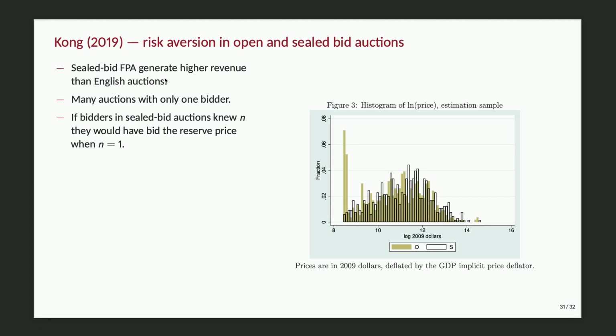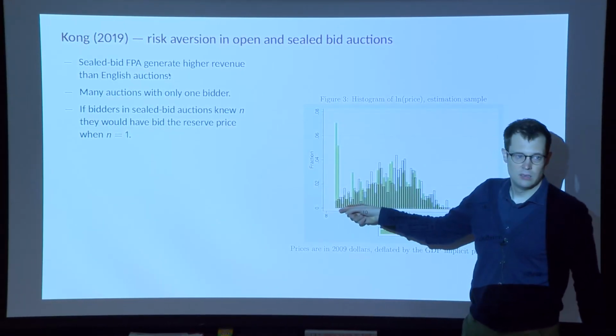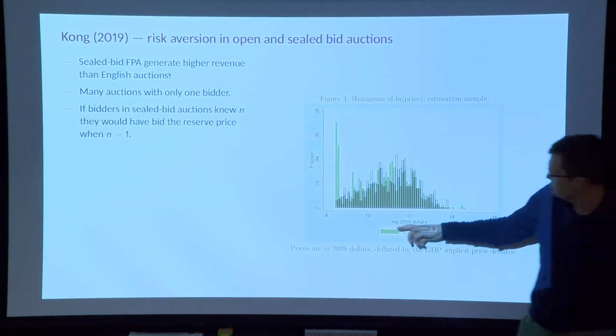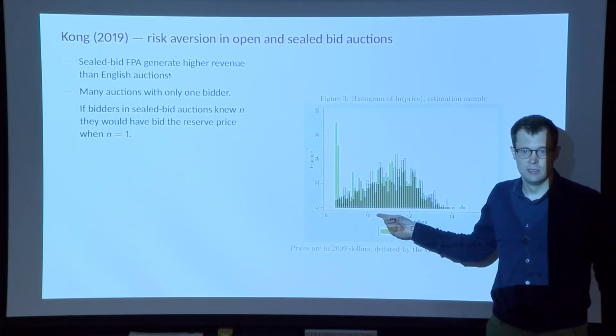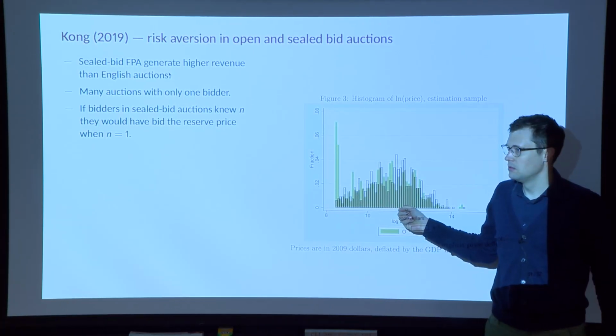The other really interesting observation that she makes is that she compares the distribution of prices across open and sealed bidding. So here are the histograms put on top of each other. And you see, for the open auction format, this big spike here, right? The reason this happens is that oftentimes bidders enter the open auction format, discover they're the only bidder, and bid the reserve price. Okay.